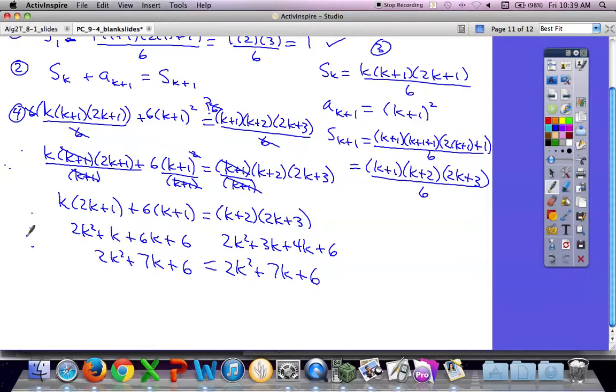So we showed that by assuming the formula worked for sk, it also works for sk plus 1. Therefore, Sn works for all n.